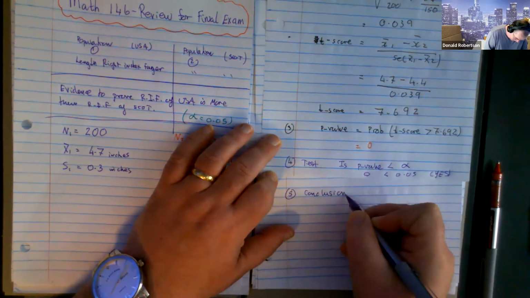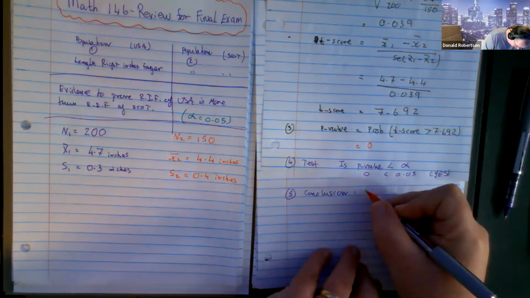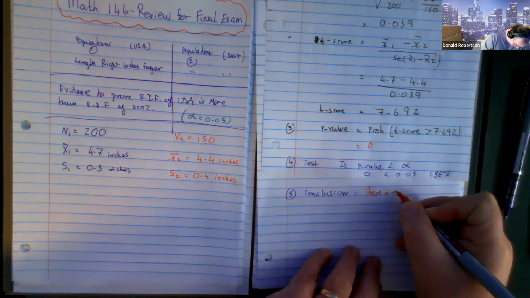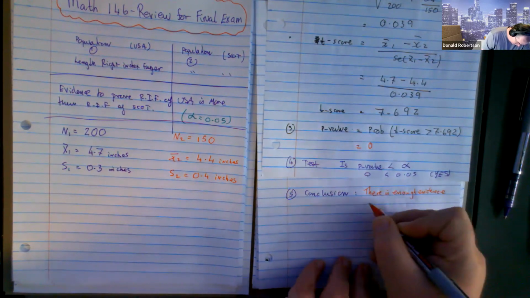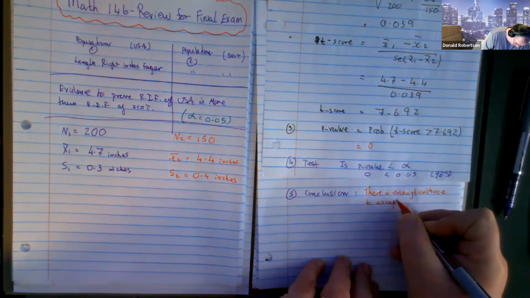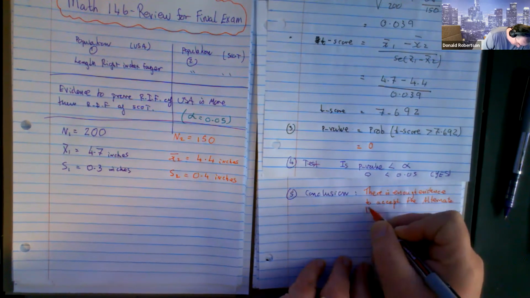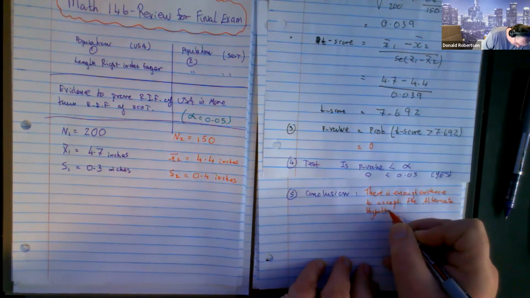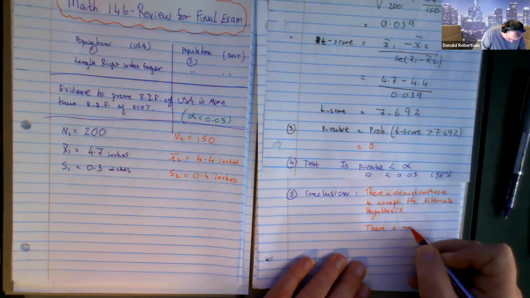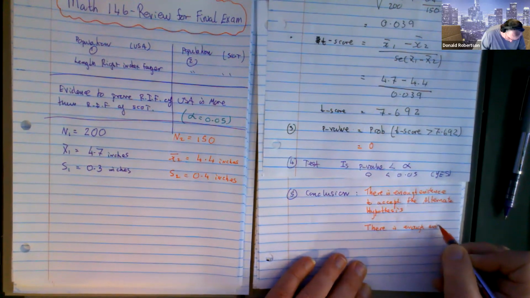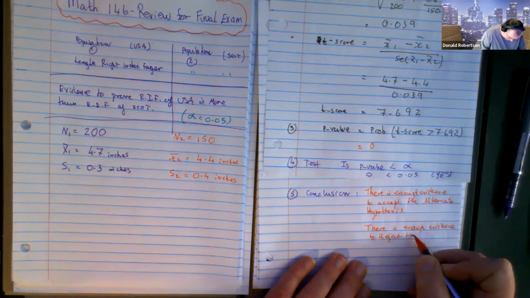And you can write this conclusion in a number of equivalent ways. The way I would probably write the conclusion is, there is enough evidence to accept the alternate hypothesis. That's kind of the formal way of saying it. You can also write it down by saying there is enough evidence to reject the null hypothesis.